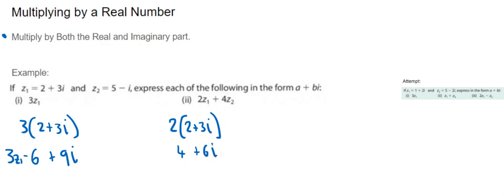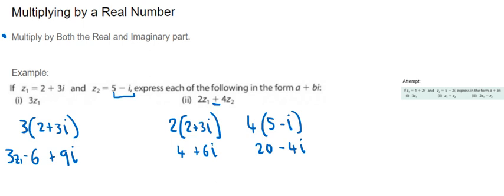Let's have a look at the 4z2 then. So 4z2 would be 4 multiplied by z2, and z2 in this case is 5 minus i. So 4 multiplied by 5 would be 20, and then 4 multiplied by minus i. Remember there's an invisible 1 there, so it means minus 1i. So 4 multiplied by minus 1 would be minus 4, so minus 4i.